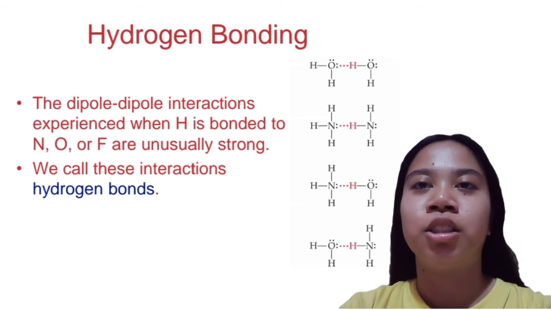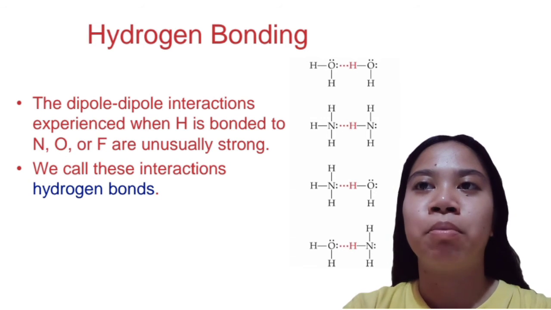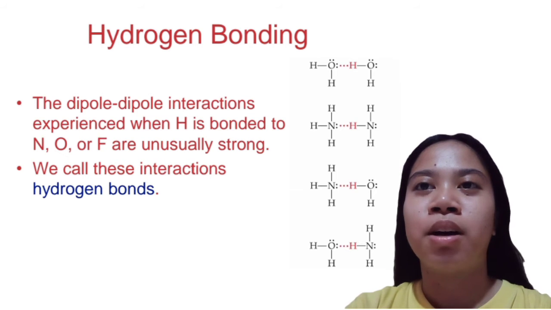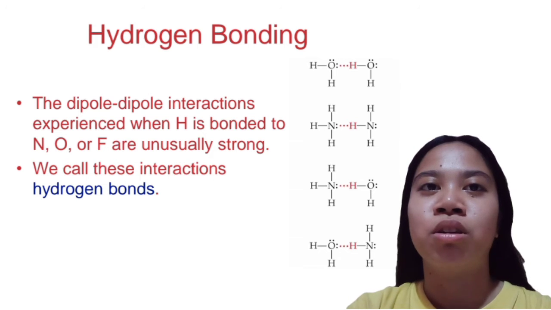Hydrogen bonding is a special type of dipole-to-dipole attraction between molecules, not a covalent bond to a hydrogen atom. It results from the attractive force between a hydrogen atom covalently bonded to a very electronegative atom, such as a nitrogen, oxygen, or fluorine atom, and another very electronegative atom.